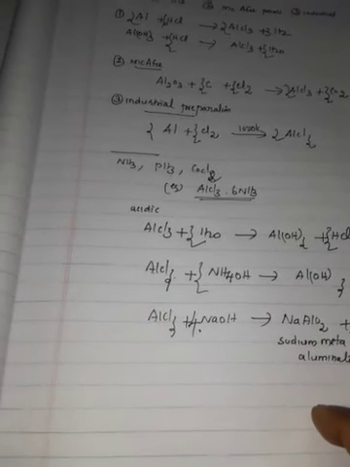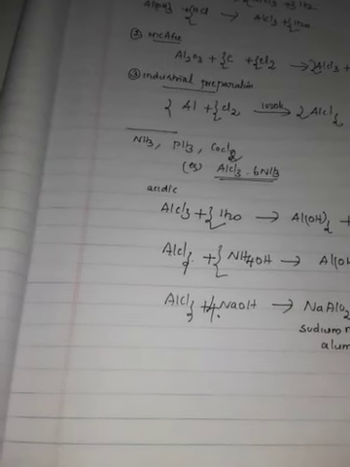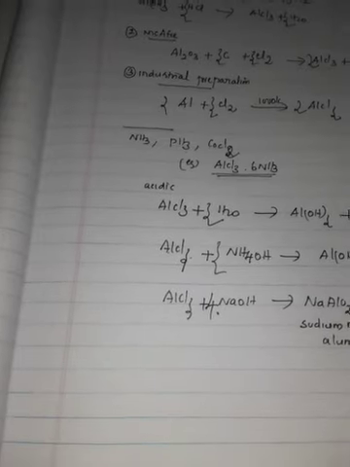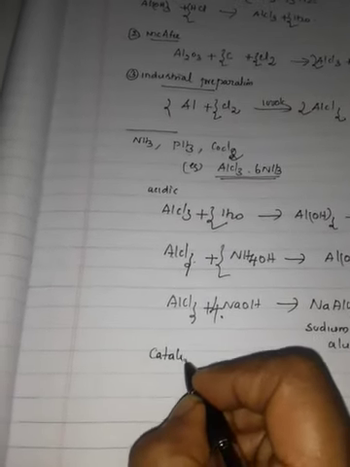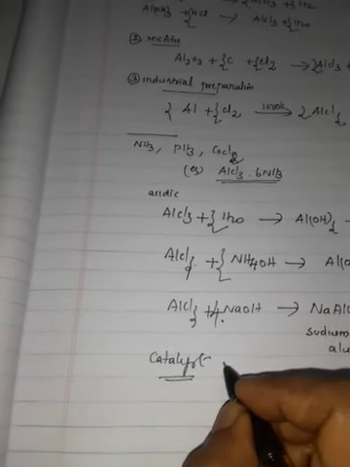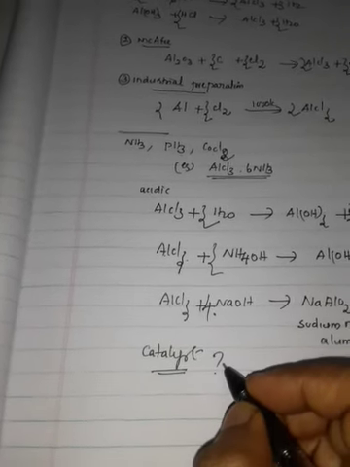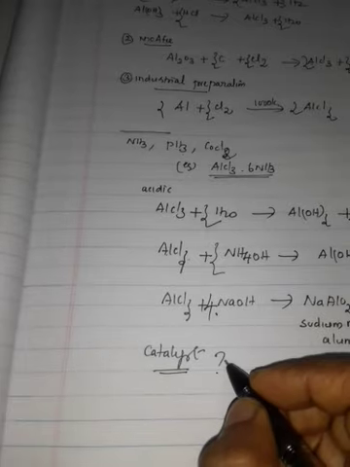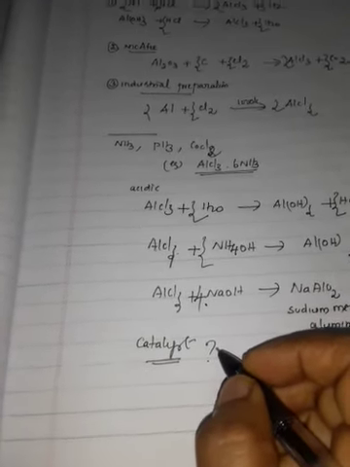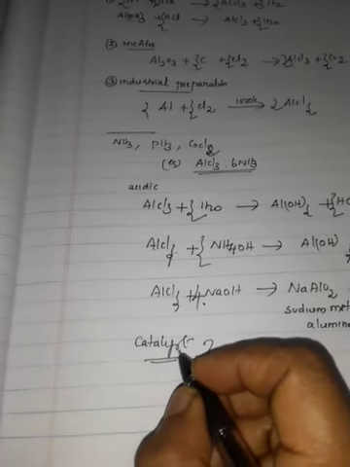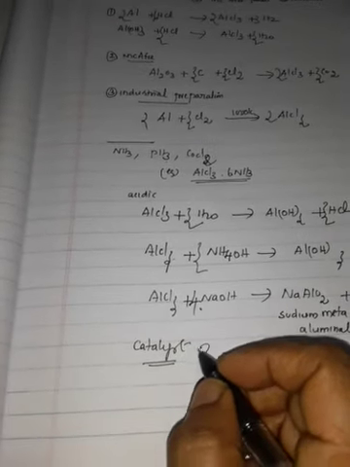Then uses. Anhydrous aluminium chloride. Anhydrous means without water. It is used as a catalyst, one of the best uses, in the Friedel-Crafts reaction. Friedel-Crafts reaction means in organic chemistry only it occurs. So in organic chemistry it acts as a catalyst in the Friedel-Crafts reaction. Otherwise the reaction will not happen without aluminium chloride.